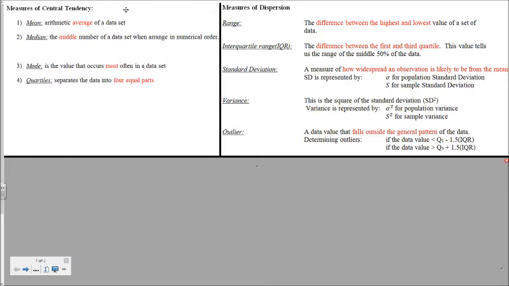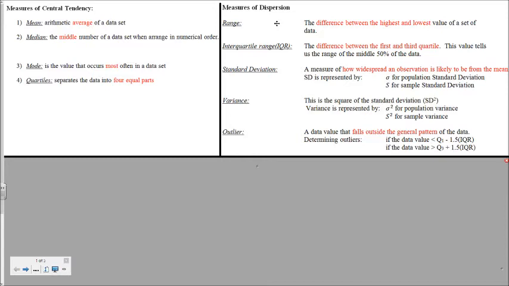Besides measures of central tendency, which is how clustered the data is towards the middle, we also have measures of dispersion, which is how spread out the data is around that middle. The range is the difference between the highest and lowest value, which basically shows us how many numbers fall between the most extreme values of a data set. The interquartile range is very similar, except rather than between the max and the min, it's between the first and third quartile. And it happens to also be where the center 50% of the data is clustered.